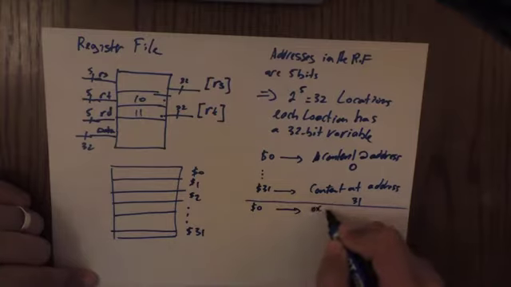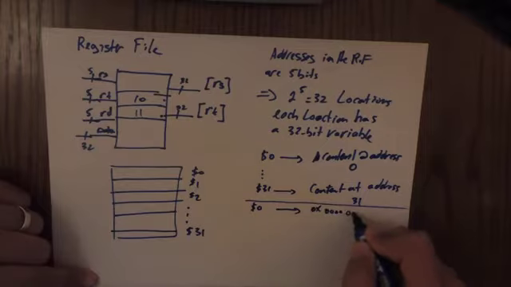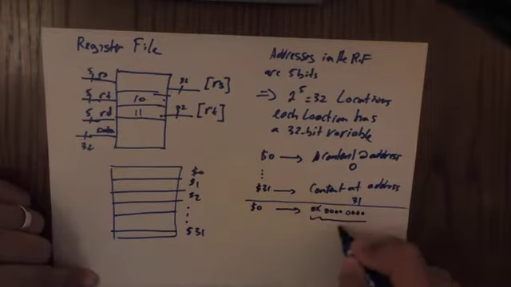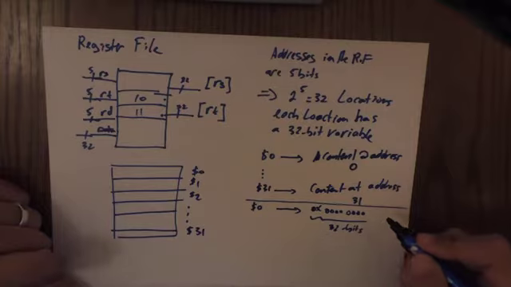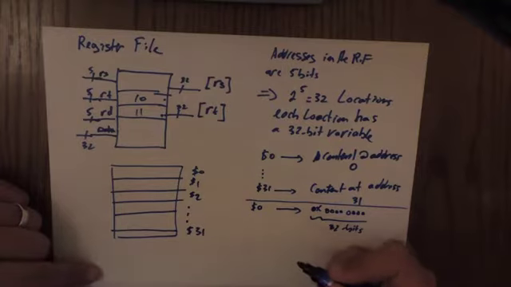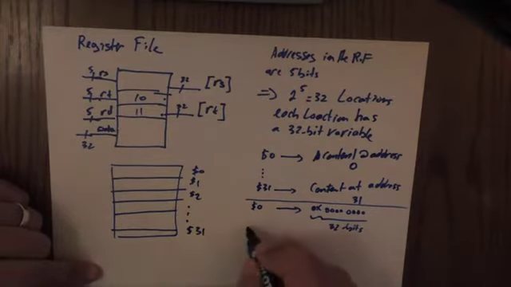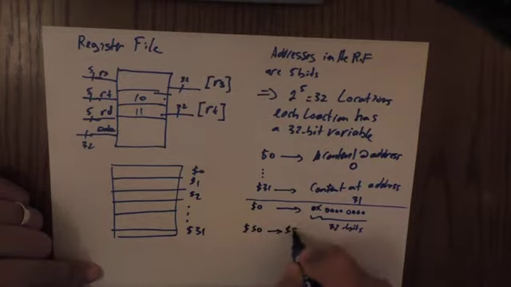So it's 0x1, 2, 3, 4. So it's of course 32 bits, and what's inside $0 is always 0. It's hardwired to 0, which means that you cannot change the value, you cannot manipulate it.